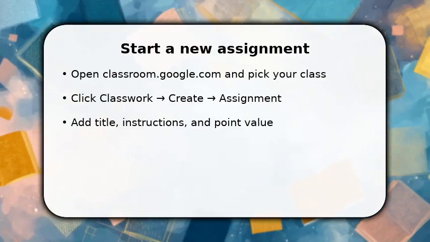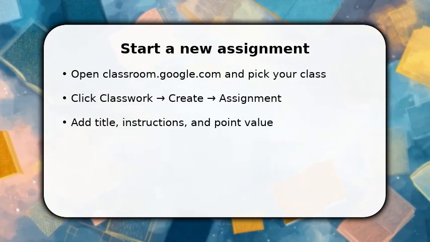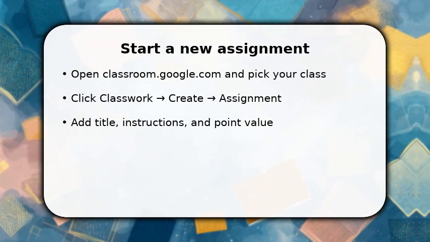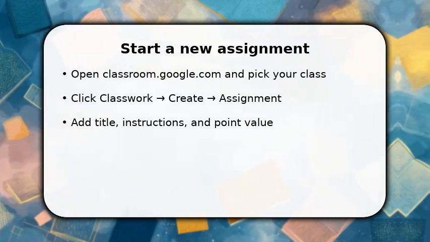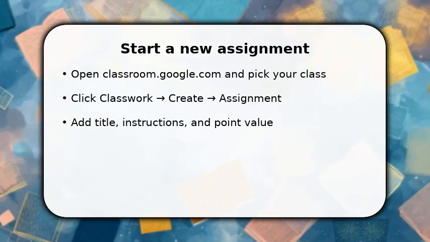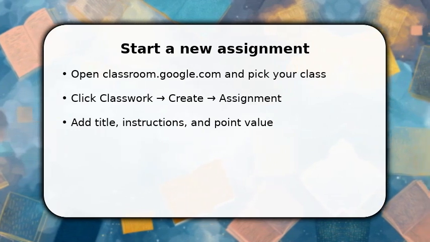You begin by opening Google Classroom and selecting the class you want. Once done, click Classwork, then Create, and choose Assignment so you start the workflow immediately. Add a clear title and concise instructions so students know expectations. Include point value to align grading.